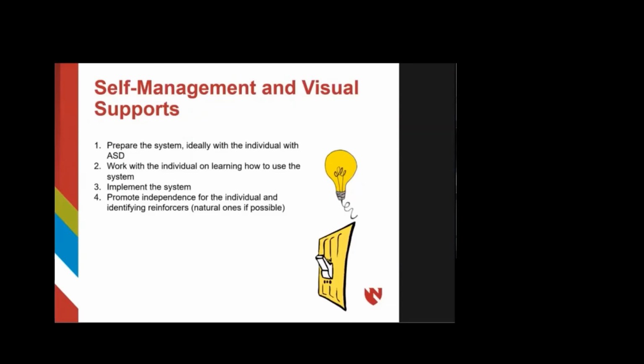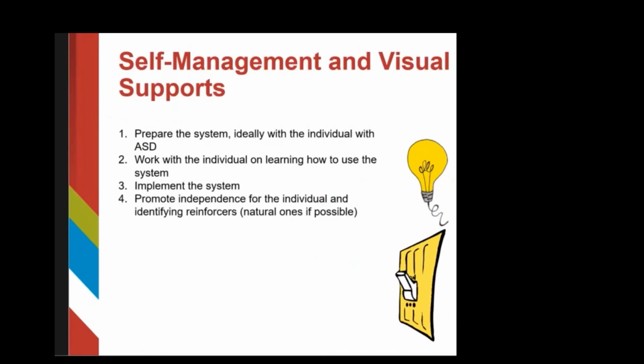By learning self-management techniques, an individual can become more independent, more self-reliant, and more responsible for their own behavior. It gives that individual an opportunity to participate in the design and implementation of their own behavior management programs. And it helps them acquire a skill that may help with generalization, support autonomy, and has the potential to produce long-lasting behavioral improvements. So some steps for implementing a self-management system include preparing the system, ideally together with that individual who the system is for.